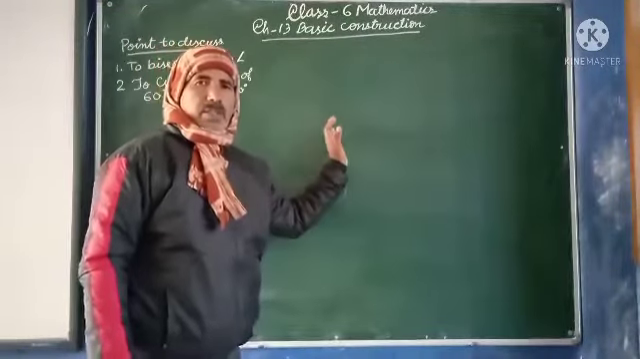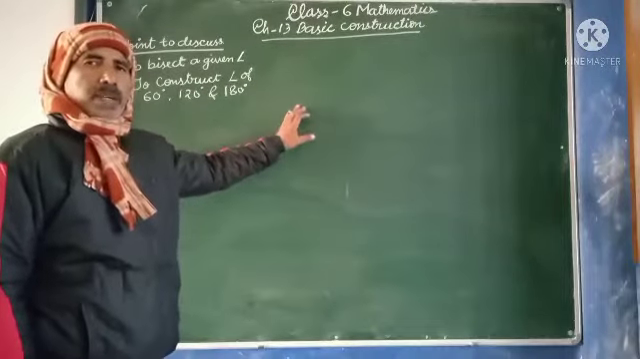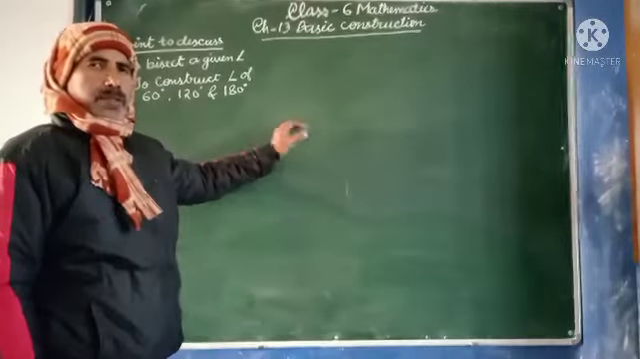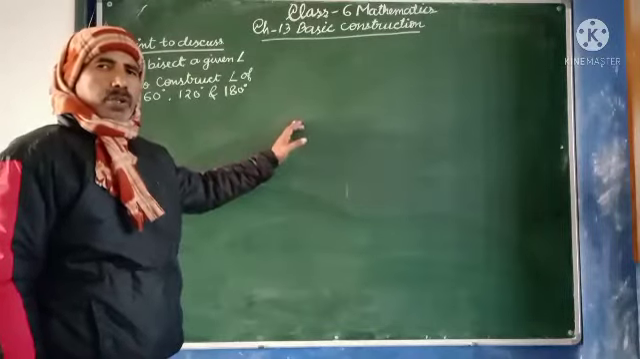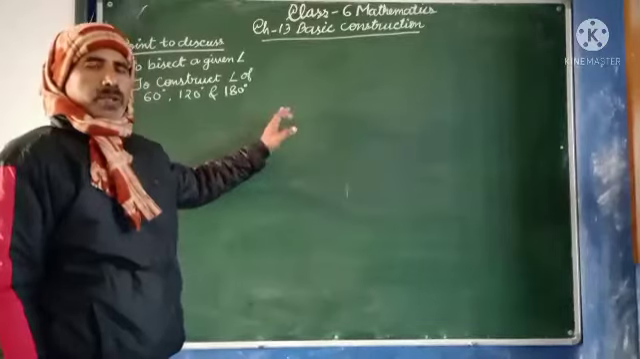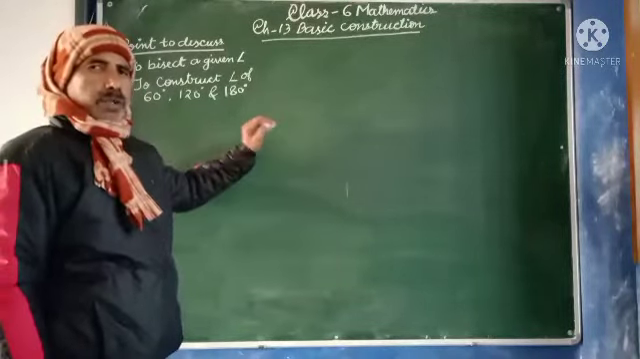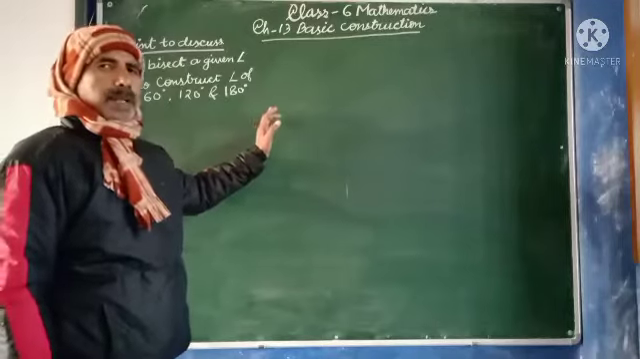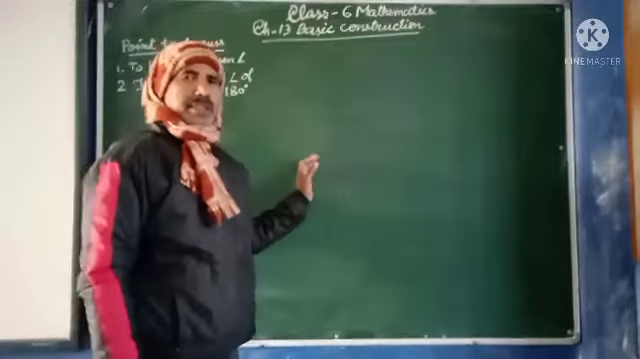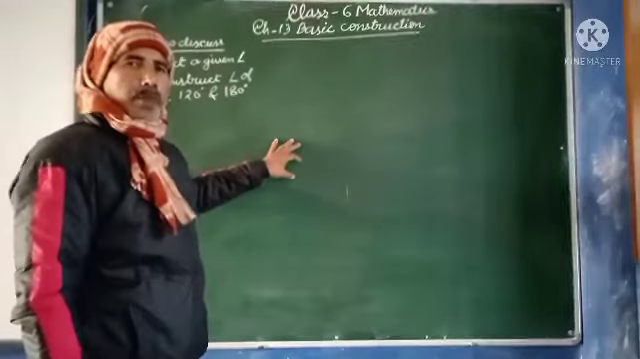In this chapter, in the previous video, we have discussed how to copy a line segment, to draw the perpendicular on a line from the given points, and to draw the perpendicular bisector of a line segment. We also discussed how to copy an angle. So in this video, we will discuss these two following topics.